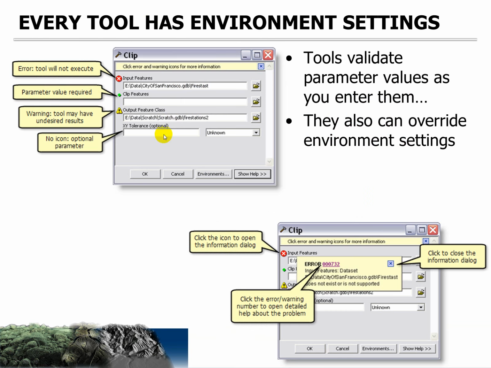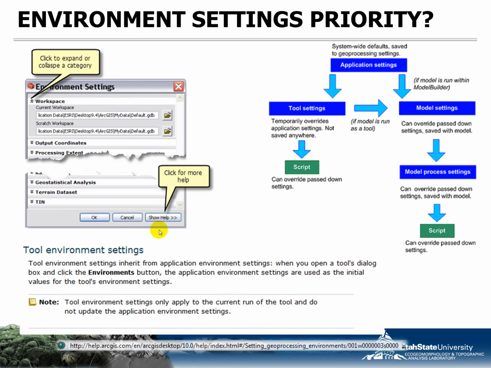And so in every single tool, you can click on the environments and it will bring up the environment settings, and it will then allow you to change them. There's a whole bunch of different things you can change, and I'll show you in a second the two that we're going to be most concerned about. One is output coordinates and the other one's going to be raster processing.